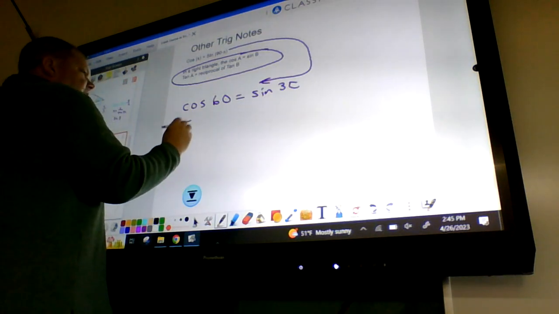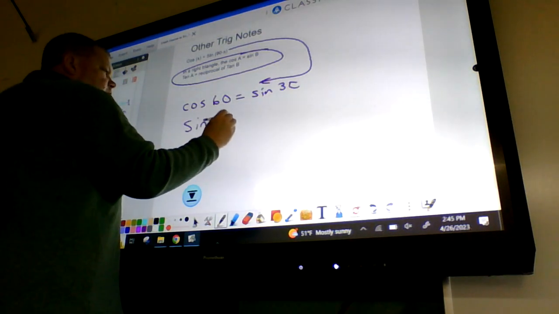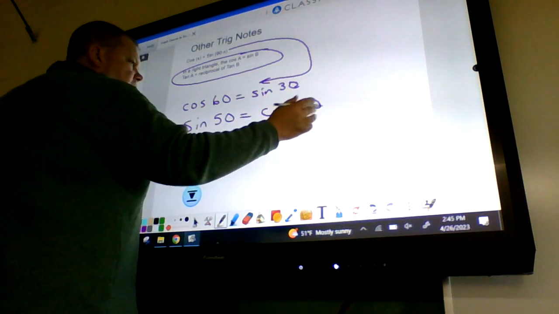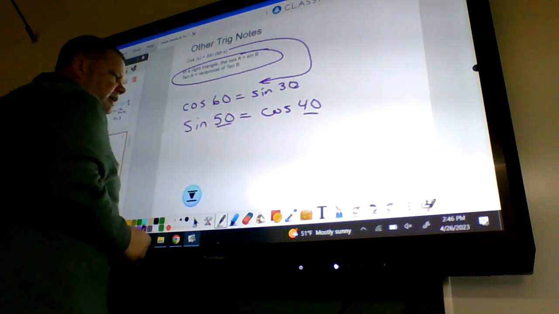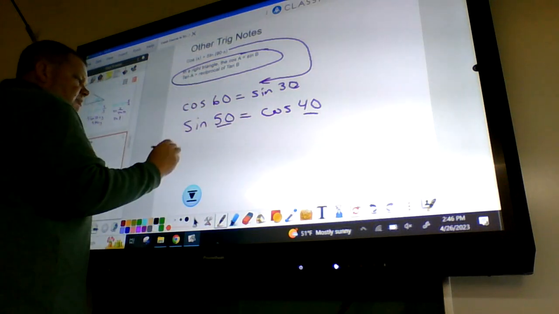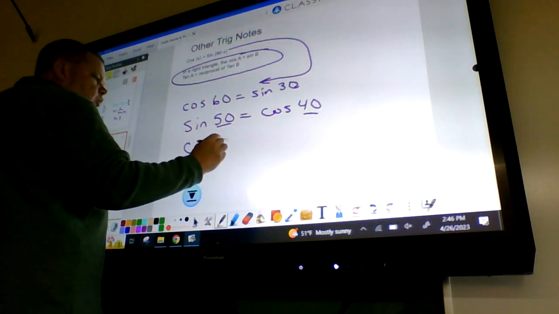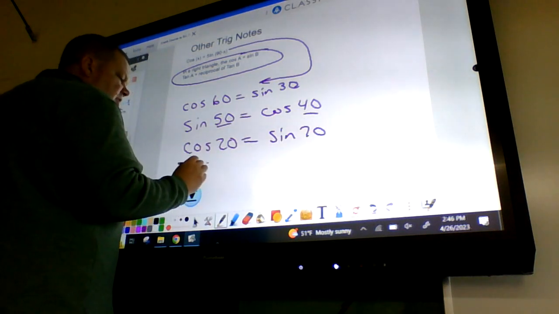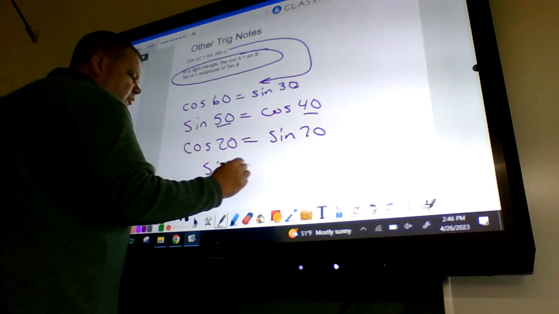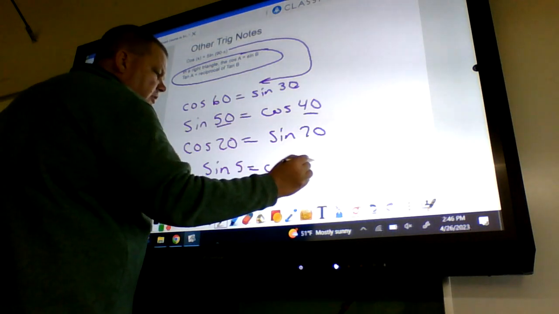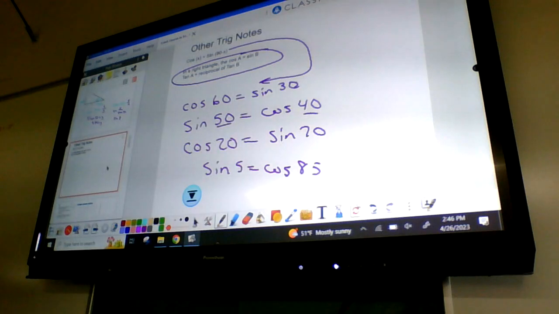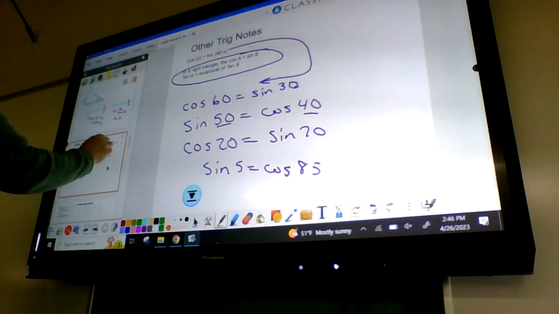Okay, the sine of 50 will be equal to the cosine of 40. They are always going to be equal. The two numbers here and here have to add up to 90. That's where the 90 minus x comes in. The cosine of 20 will equal the sine of 70. The sine of 5 will equal the cosine of 85. Okay, that's exactly what we're talking about with that. We've seen some of these test questions with those. Okay, so just make sure that you're aware of how to take care of that.